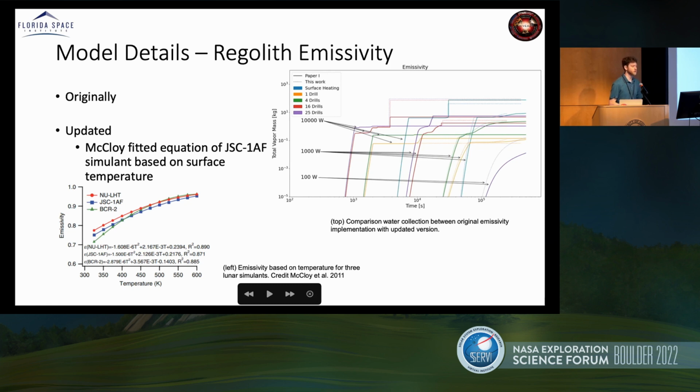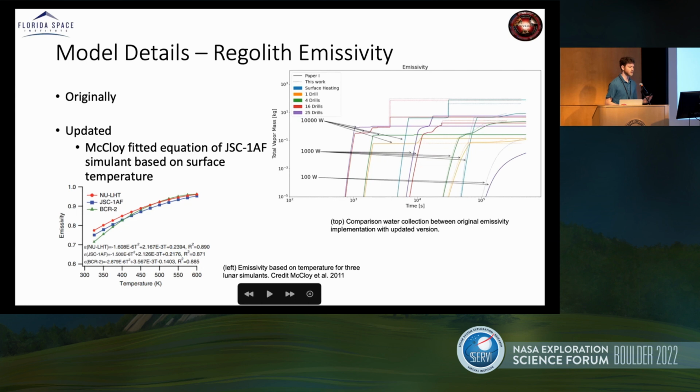So we've updated it using Cloy's analysis of the JSC-1AF simulant to have a fitted equation to determine the emissivity of the surface as the temperature increases. And here we can see in this graph over on the far end that the emissivity can change the starting production time from heating either through the surface or with drills. But at the end, the overall production is not terribly affected.